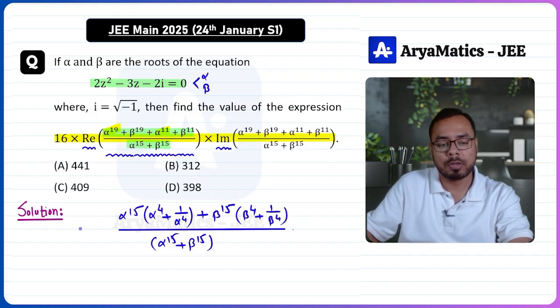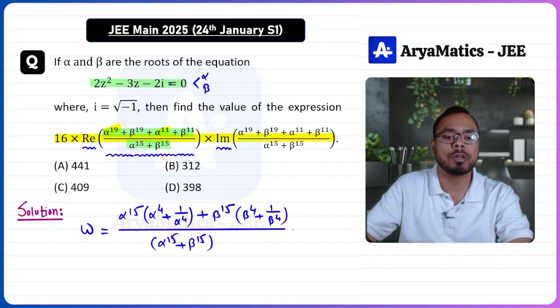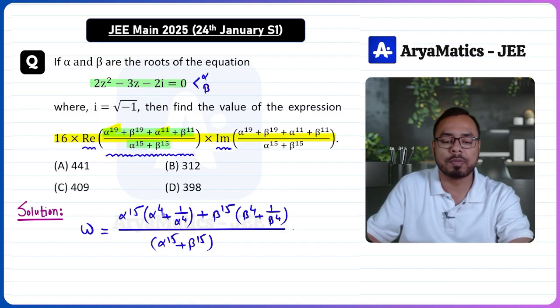And now, because it is given that alpha is the root of this quadratic equation, we'll try to find the value of alpha raised to 4 plus 1 by alpha raised to 4. And the same thing we can do for beta also.